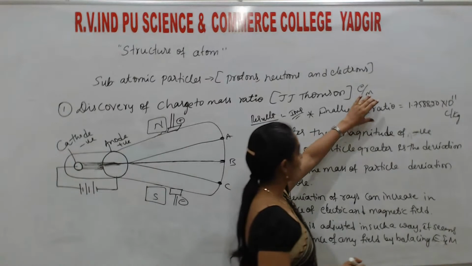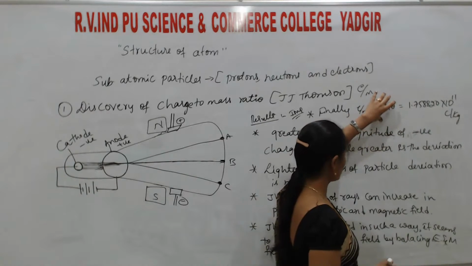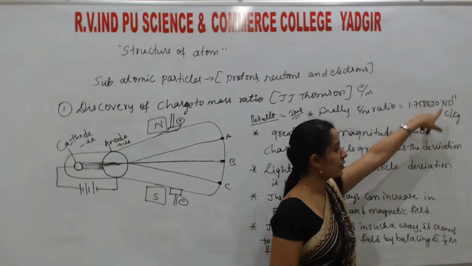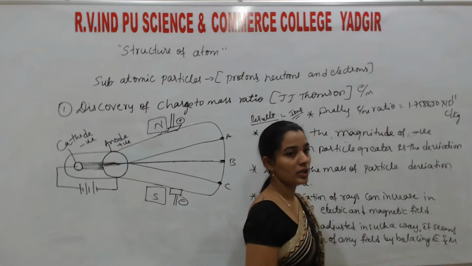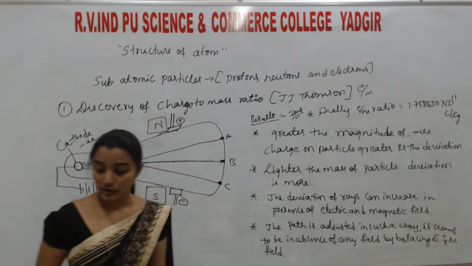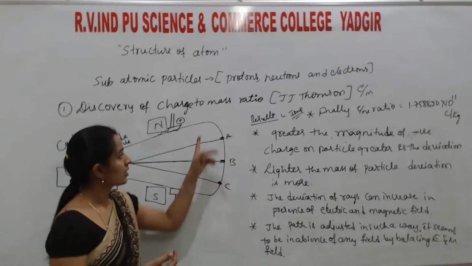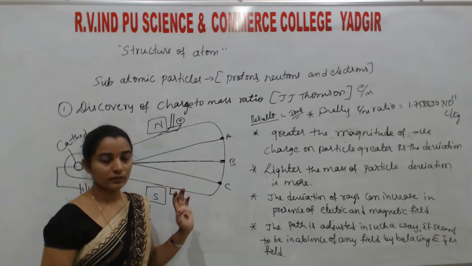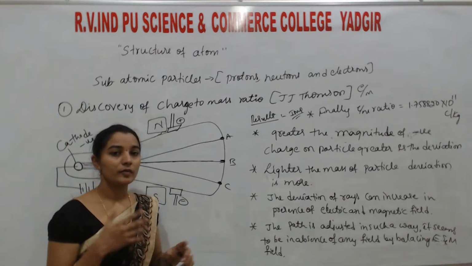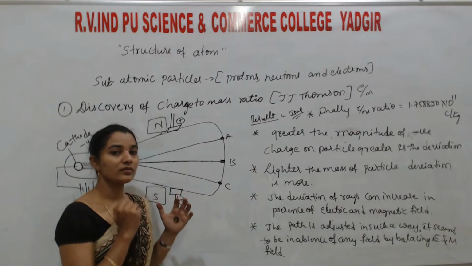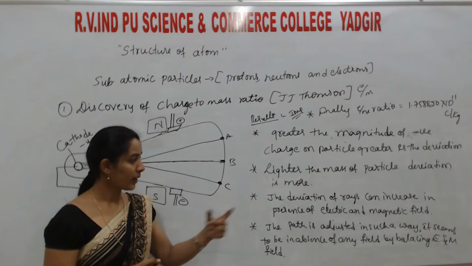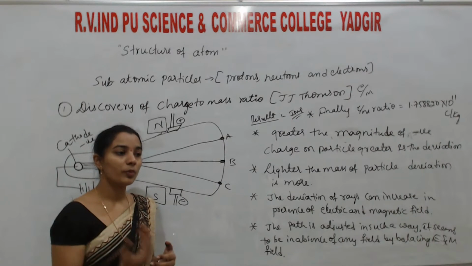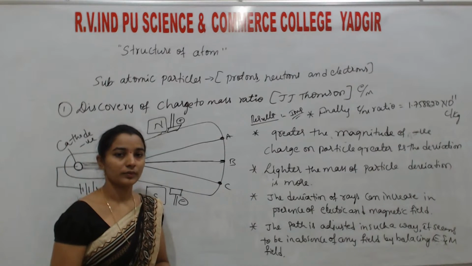Finally, the charge by mass value we got is how much? 1.758820 into 10 to the power of 11 coulomb per kg. Okay, so this is all about discovery of charge to mass ratio by J.J. Thomson. Remember this. Okay, so in tomorrow's class we will discuss how the mass of electron will be calculated by using these two values. Understood? And how the protons and neutrons are discovered. Okay, thank you.